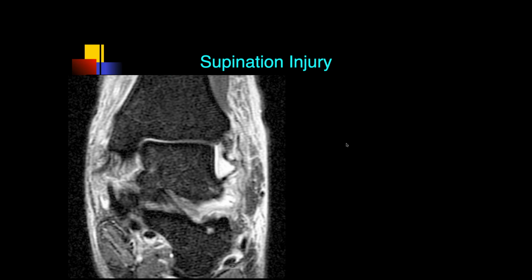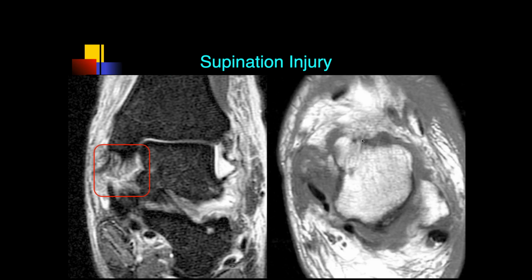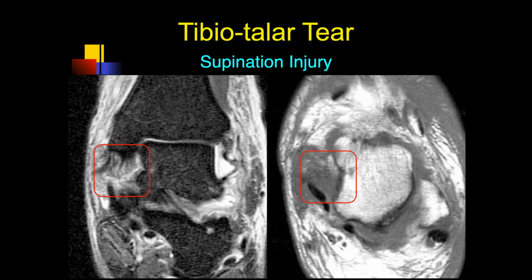Michael, what do you think of this case? Okay, this looks like probably a complete disruption of the deep and superficial fibers of the medial deltoid. So John, here's the case where we can see the tear in this area, but I like the coronal images much better in this particular case. So this is a tibiotalar tear.